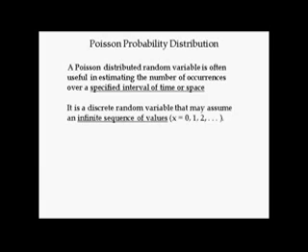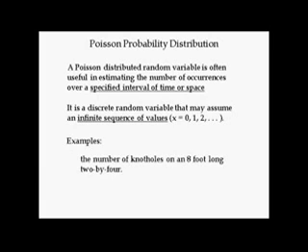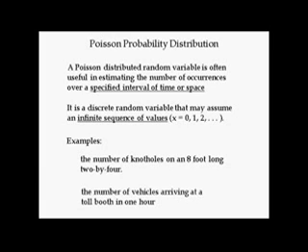A Poisson distributed random variable is often useful in estimating the number of occurrences over a specified interval of time or space. It is a discrete random variable that may assume an infinite sequence of values starting at 0 and increasing by 1. That is, x can be equal to 0, 1, 2, 3, 4, 5, 6, 7, 8, and so on. Examples include the number of knot holes on an 8-foot long 2x4, or the number of vehicles arriving at a toll booth in 1 hour.